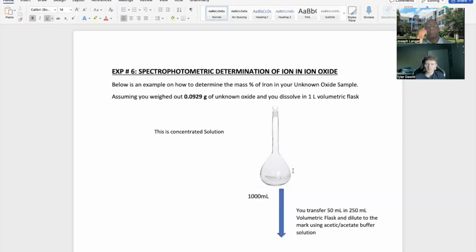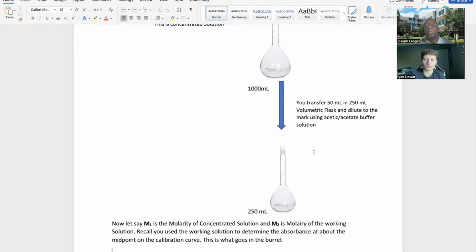So here is an example on how to determine the mass percent of iron in a sample. In one sample, in trial 1, assuming you had massed out 0.092 grams of your unknown, you went ahead and prepared the solution in 1,000 ml, and then this is the concentrated solution.